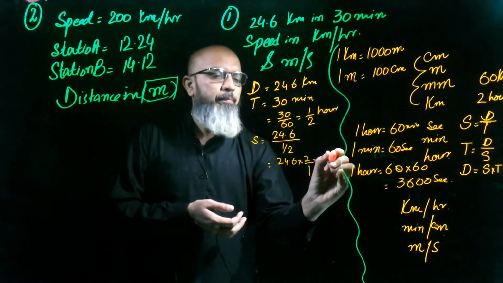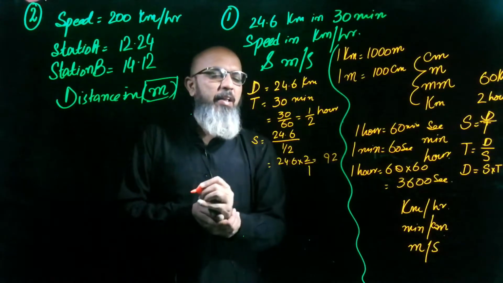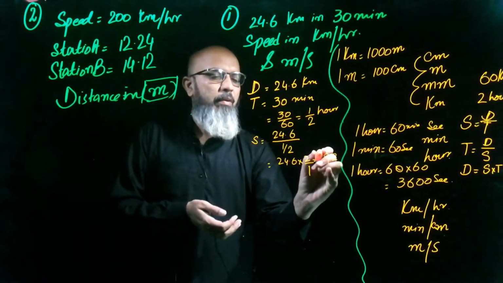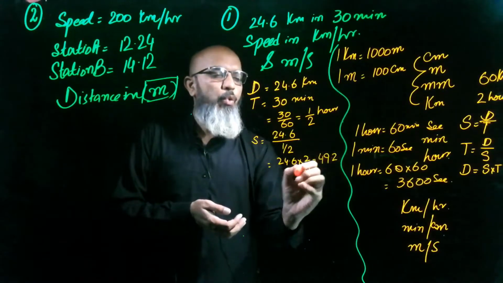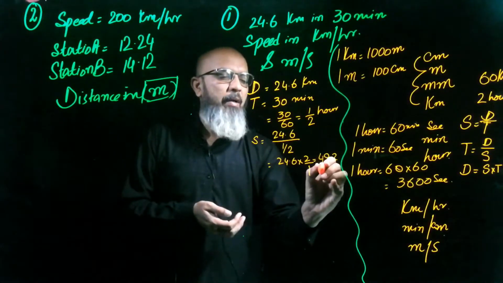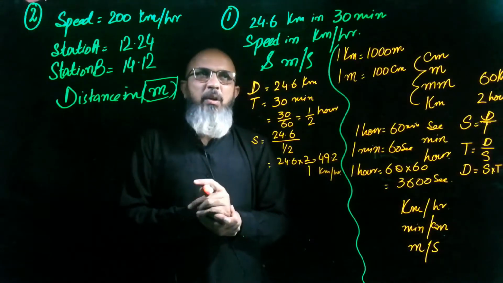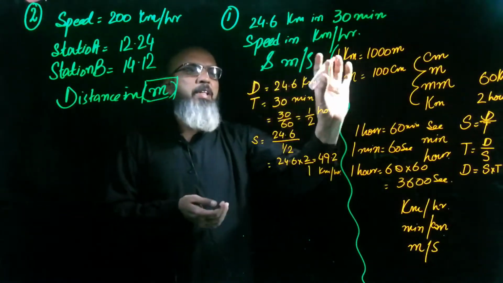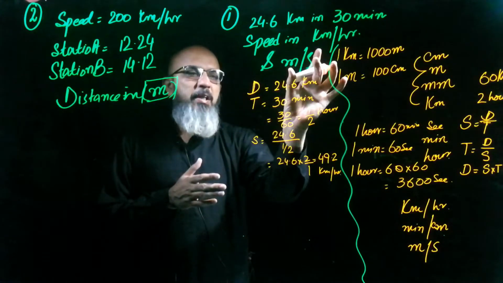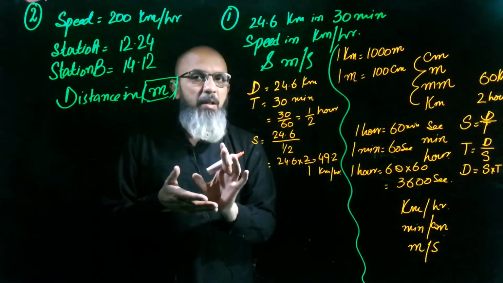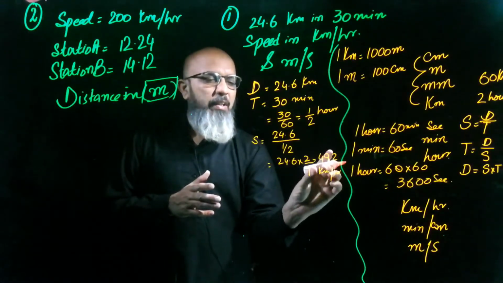2 6s are 12, 2 4s are 8, and 1 9, and 2 2s are 4, and that is 49.2 kilometer per hour. That is your answer in kilometer per hour. Now you have to find your answer in meter per second. So now you have to convert this speed.